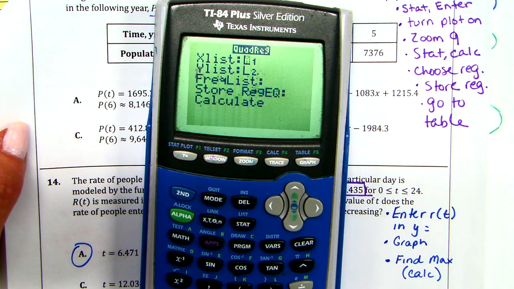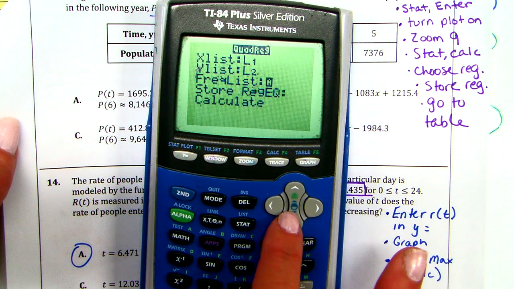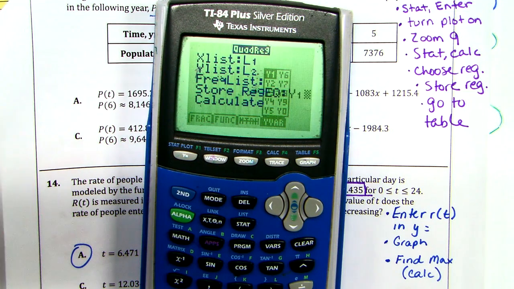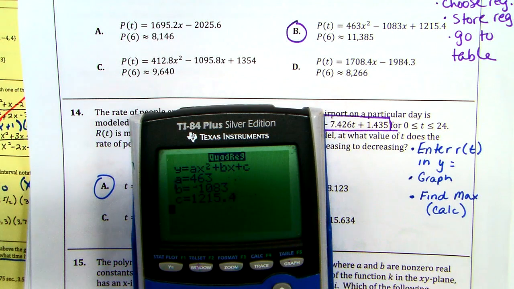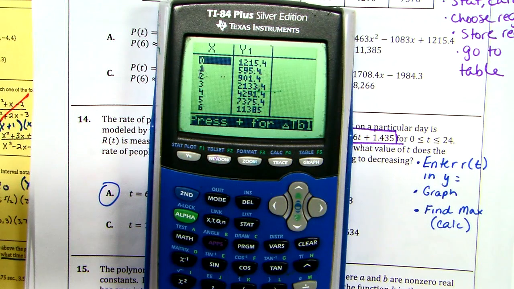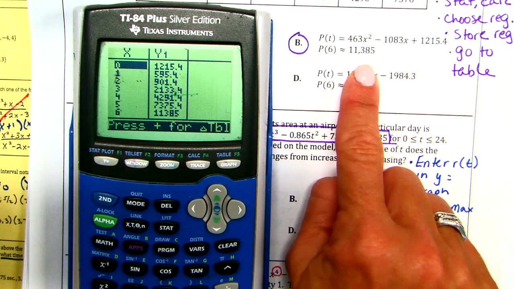Next set of directions, store it. Go down to store. What do we press? Alpha trace. Alpha, yeah, same button. Enter. And then hit enter till you get your equation. Now, there's only one choice here that matches that, which is B. But let's just go that one step further and finish the problem, estimating the population in the following year, which is P of 6. So that's your table. What is Y when X is 6? We get to use our table with that. So second table, and we want to just go to 6. It's right there at the bottom, 11385. It matches perfectly. Things look good.